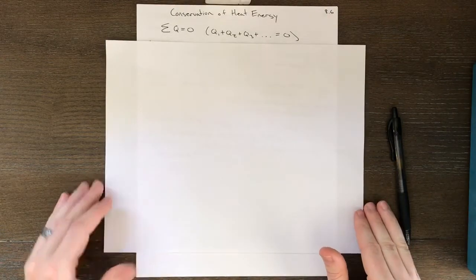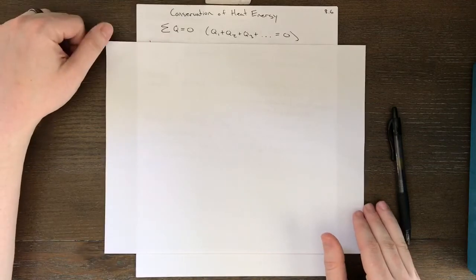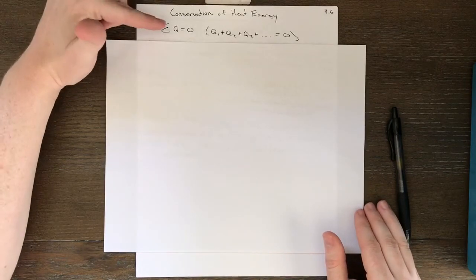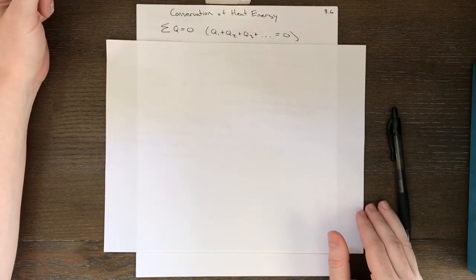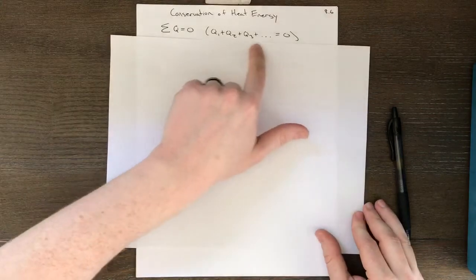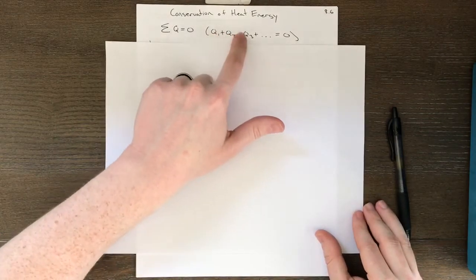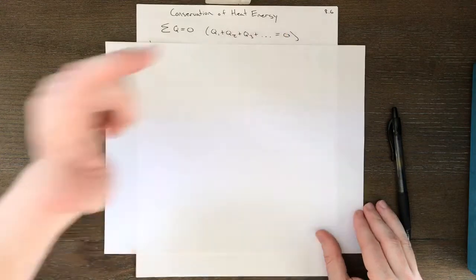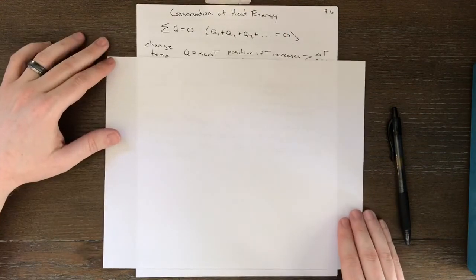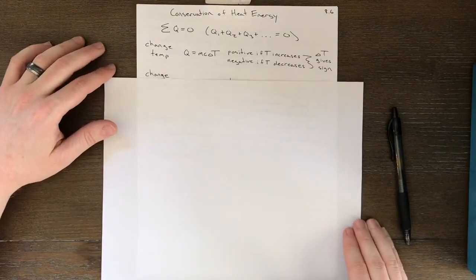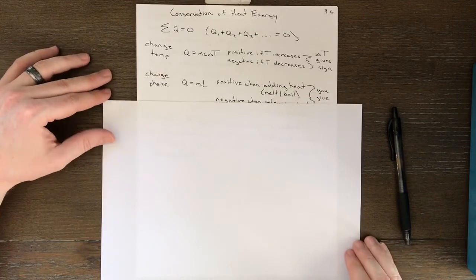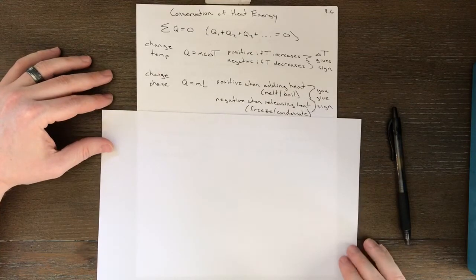This is put simply by saying the sum of Q is 0. If you add up all of the heat gains and losses, they must equal 0. You can gain some, you must also be losing some, and at the end of the day, the net is 0. And we've seen the two equations that we work with.